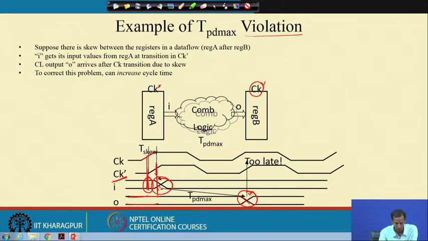So, if I consider the corresponding I, at this particular point, this I is changing its data because of this skew. You just consider at this 50% there is no change in the data, but because of this skew, the data is changing at this particular point. Data changing at this point will create a problem to the output, which creates the violation. So because of this skew, sometimes we can get this kind of thing.